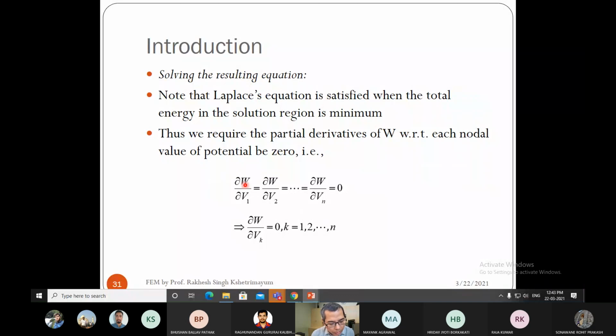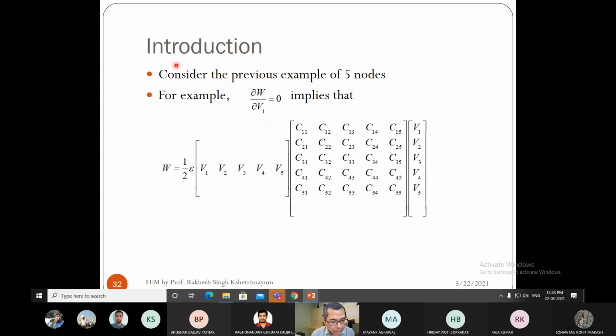There is a function W, and I want to minimize it. I differentiate with respect to the unknown variables V1, V2, up to Vn and equate it to 0. I can write this in a compact form, dW/dVk equals 0, where k goes from 1 to n. Let's see how you do that differentiation. For example, consider the example of 5 nodes. This is the example we have considered.